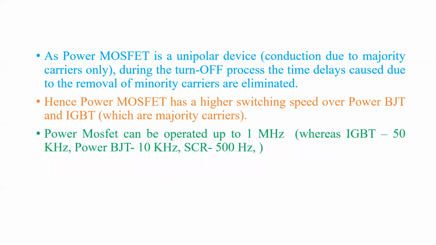Now, power MOSFET can be operated up to 1 megahertz. As we are reducing the turn off time, the frequency can be as high as 1 megahertz. Whereas for IGBT, it is 50 kilohertz, power BJT 10 kilohertz, and SCR 500 hertz. So these are all bipolar devices, whereas MOSFET is a unipolar device.